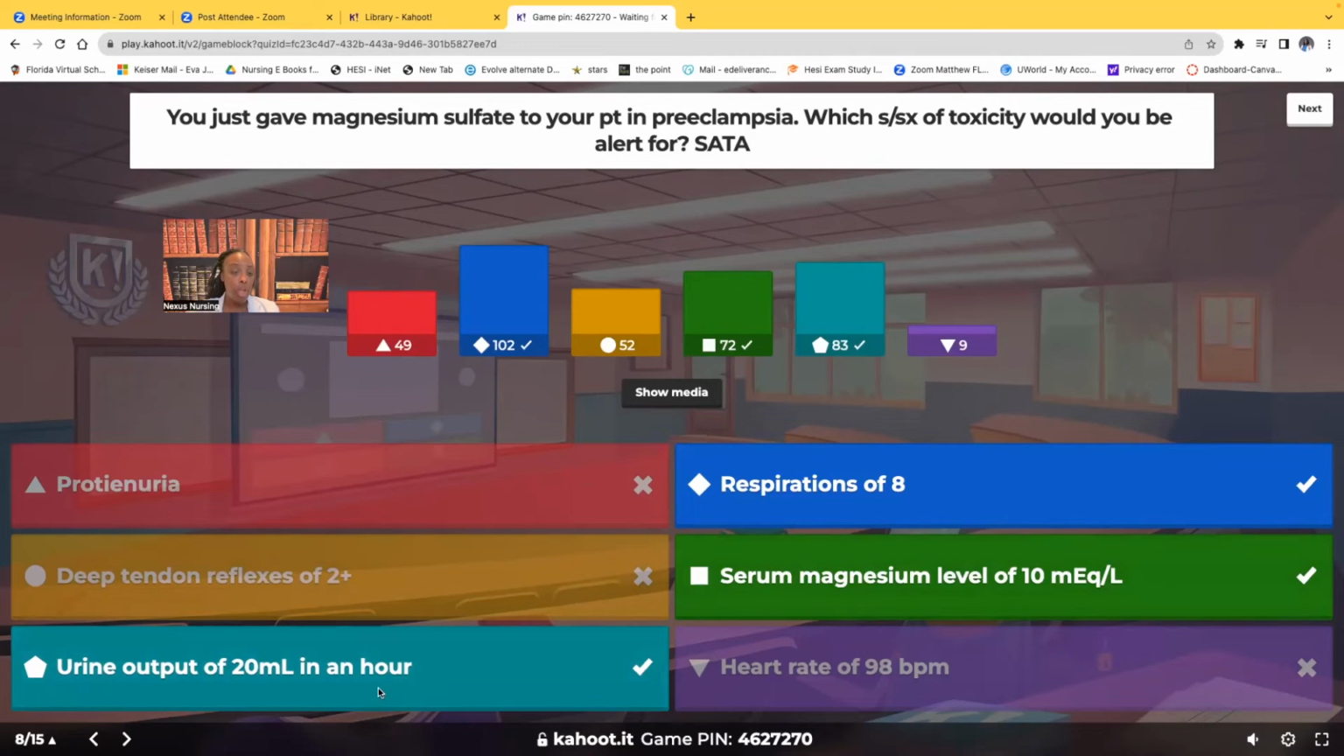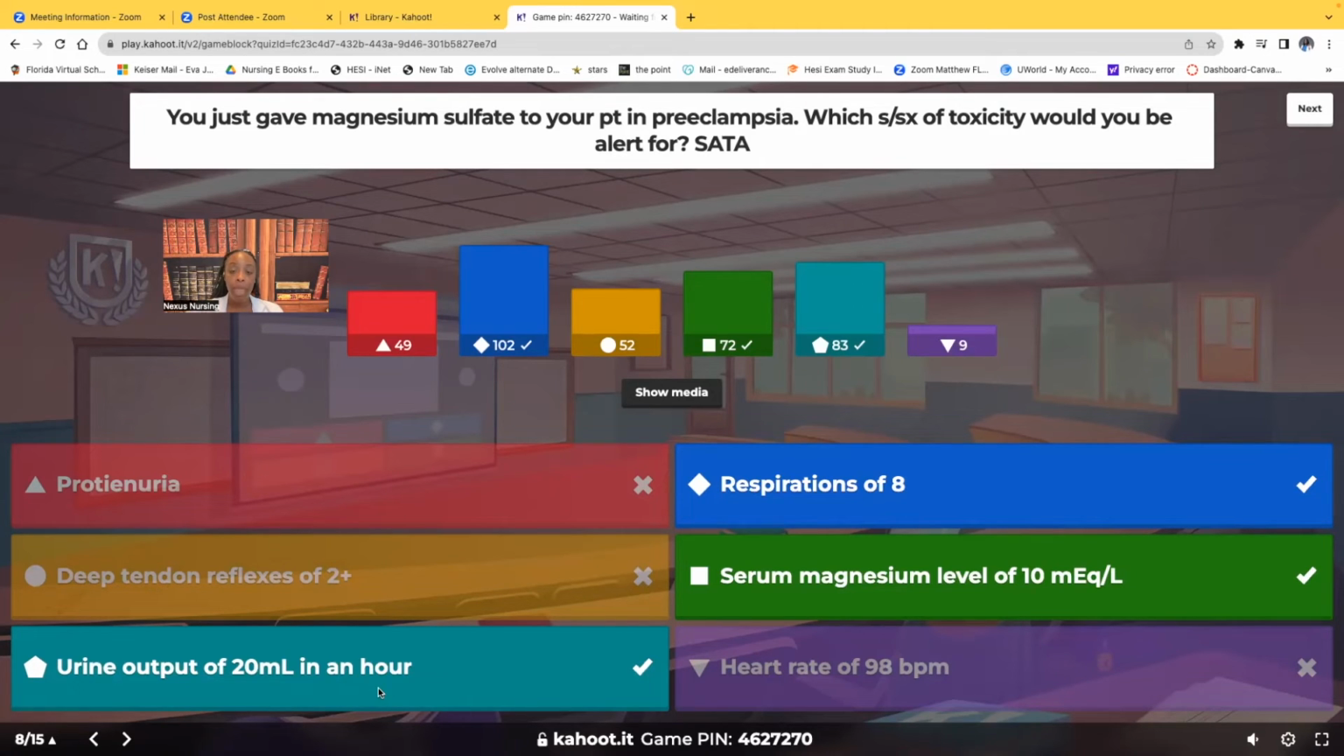Next, urine output of 20. Yes, that is a sign and symptom of toxicity. Why, Professor D? Okay, remember I told you that magnesium sulfate brings everything down, right? That patient gets too much, they're not even urinating the way they're supposed to be. Normal urine output's supposed to be what? At least 30 mLs per hour. Why is this patient only releasing 20 mLs per hour?